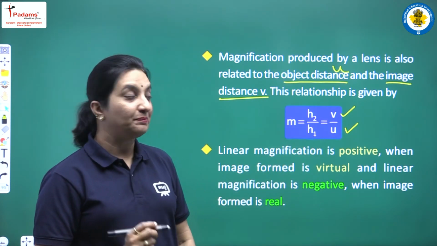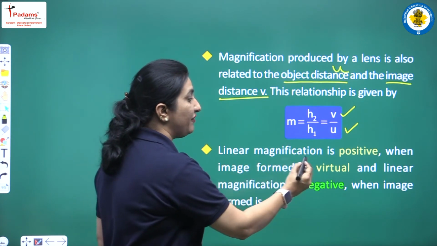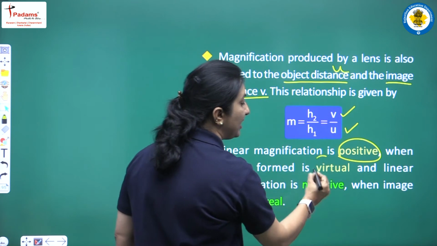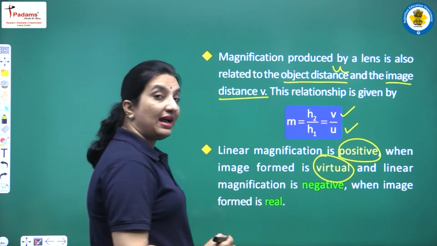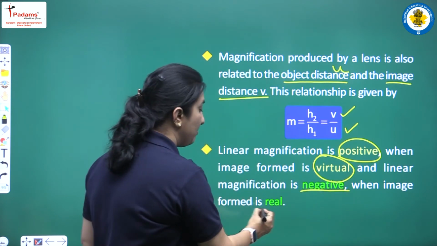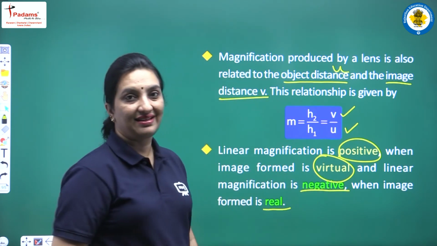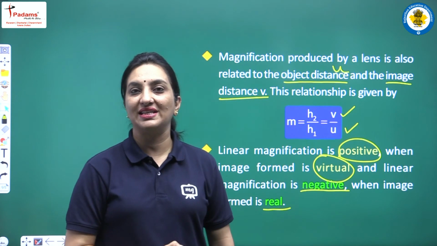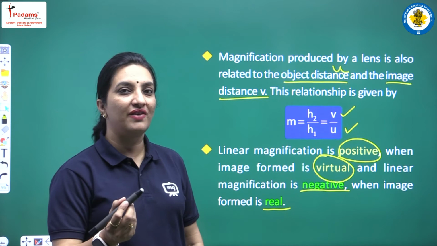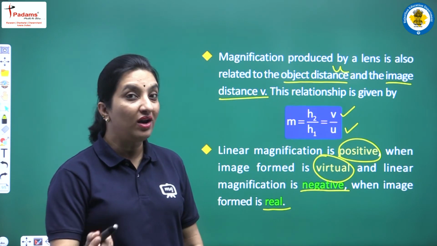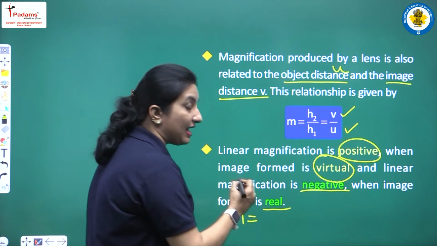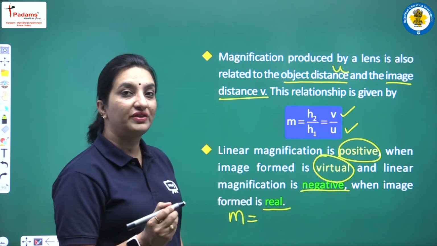So take care. Now the linear magnification is positive when the image formed is virtual, and the linear magnification is negative when the image formed is real. This is same as the case of spherical mirrors. Now students, again we must revise, or we can say we must recall the values for m, which gives us an idea about the nature of the image.